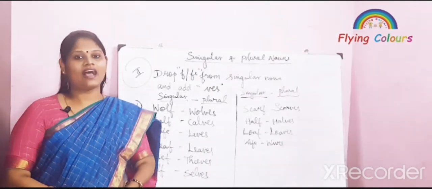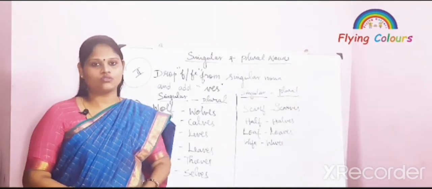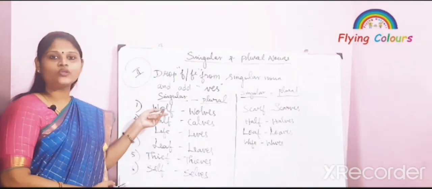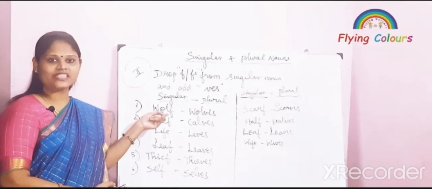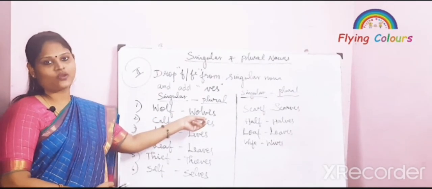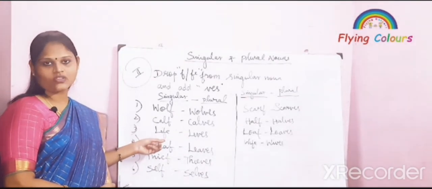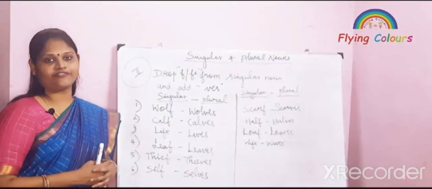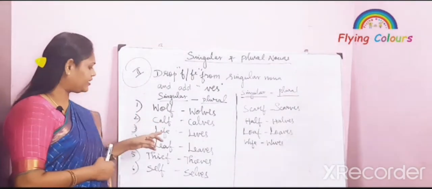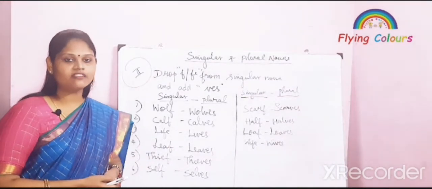The concept is adding ves by dropping f or fe. This is the second concept. Let us see some examples. The first example is wolf. So drop f and add ves. This is another concept, fe. I told you in the second concept you have to drop f or fe. For f, I gave these examples, wolf and so on. For fe, life: you should drop fe and add ves.